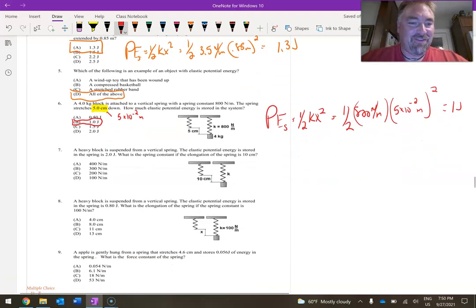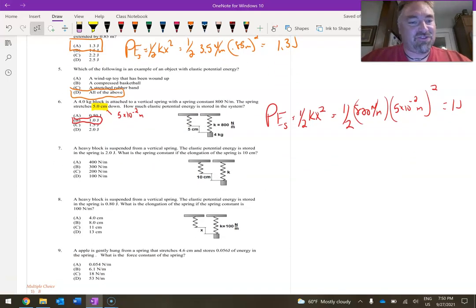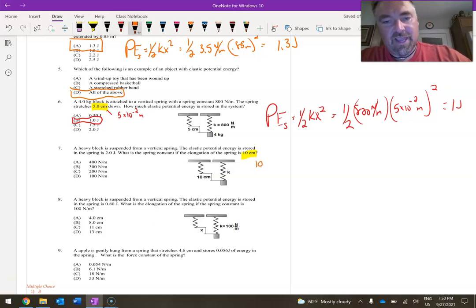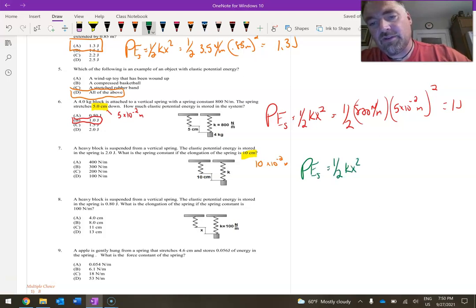Number 7, a heavy block suspended from a vertical spring. Elastic potential stored in the spring is 2 joules. But the spring constant of the elongation is 10 centimeters. Again, I'm worried here. I've got that 10 centimeters. I got to immediately change that over. So this is going to be 10 times 10 to the negative second meters, or you could put it as 0.1. That also works. And we know the potential energy. So potential energy stored in the spring is 1/2 kx squared. So now potential energy stored in the spring is going to be 2 joules.